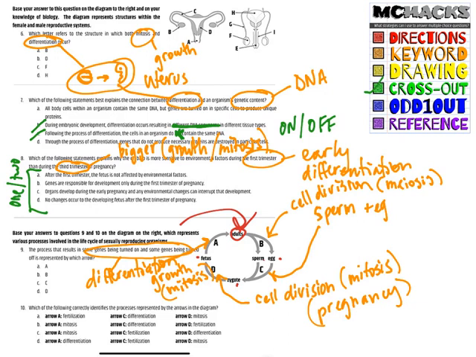Finally, number 10. Which of the following correctly identifies the processes represented by the arrows in the diagram? So, is arrow A fertilization? Let's look at this. Is arrow A fertilization, arrow C differentiation, and arrow D mitosis? What I would like you to do is, using the cross-out strategy, go through and eliminate wrong choices, and there is only one possibility for a correct answer.